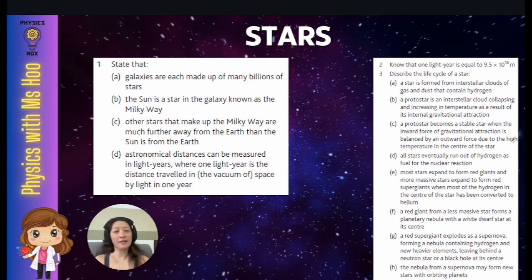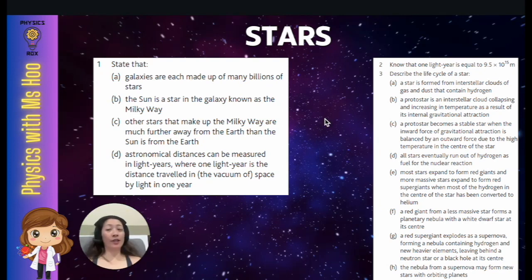And astronomical distances are measured in light years, where 1 light year is the distance traveled in the vacuum of space by light in 1 year. Remember that the term light year may sound like time, it's actually distance. How far light travels in 1 year? This year that they're referring to, of course, is 1 Earth year because that's what 1 year is to us.